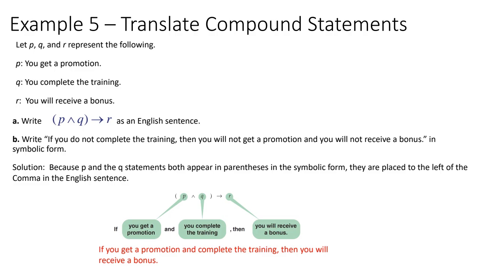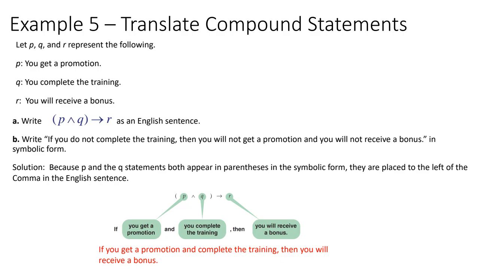Example B says, now it's the opposite. They're going to give me the English and I need to put it in symbols. If you do not complete the training, comma, then you will not get a promotion and you will not receive a bonus. Clearly, if you start by looking at the comma, you will realize that to the right of it there's a lot. That needs a parenthesis because that's a group, and all of that is to the right of the comma.